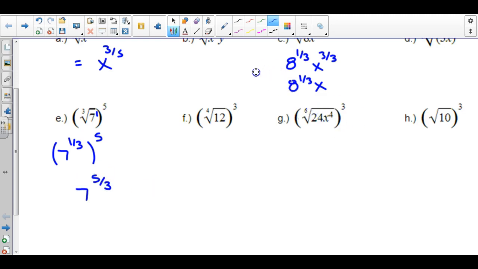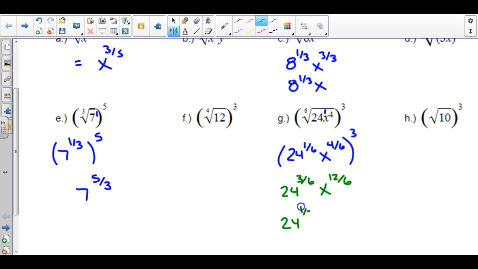Something like part G is also going to be a combination of the rules. I'm going to first realize that 24 is raised to the first. I can rewrite this then as 24 to the power of 1 over 6, and then x to the power of 4 over 6, and that is all raised to the 3rd. And then I'm going to do my power to a power rule again. So 24, and then 1/6 times 3 is 3/6, and then x to the 4 times the 3, which is 12/6, and then we can simplify this. I know that 3 over 6 is 1 over 2, and then 12 over 6 is really 2 over 1, or just 2.